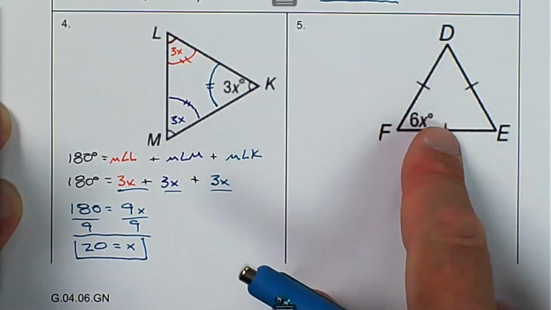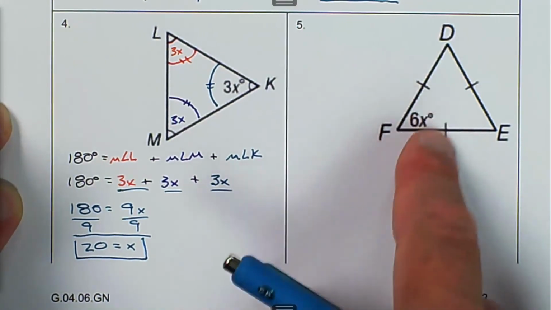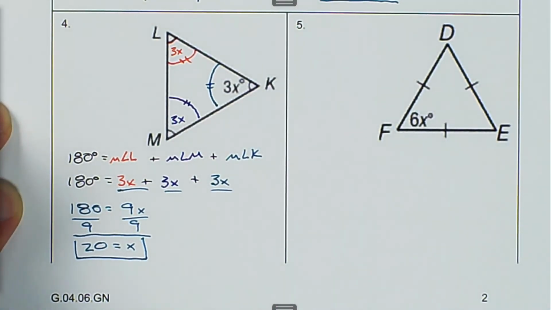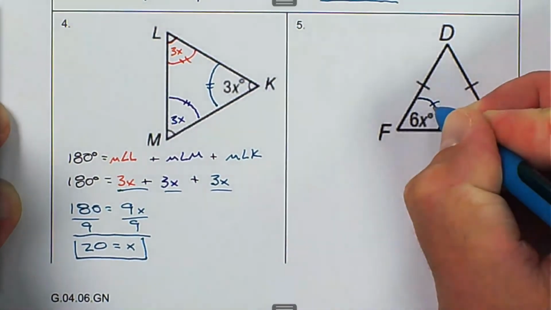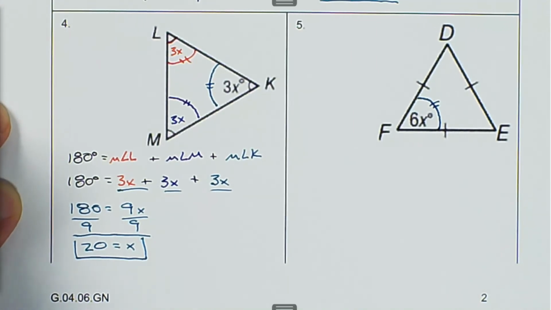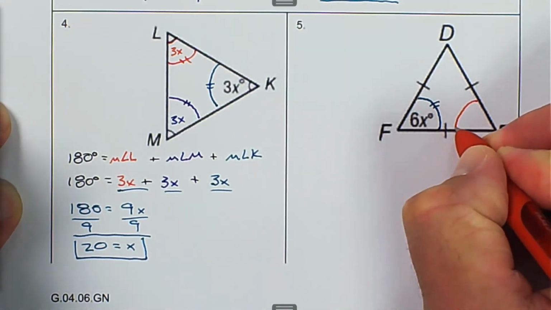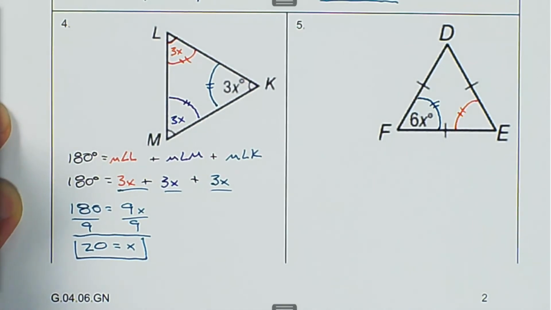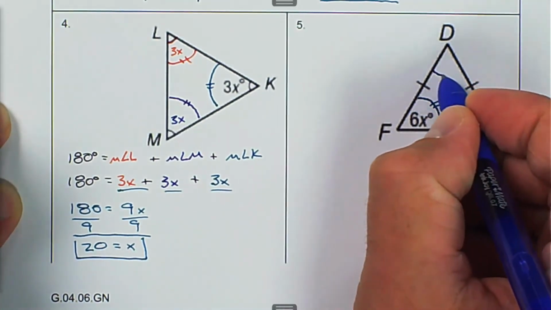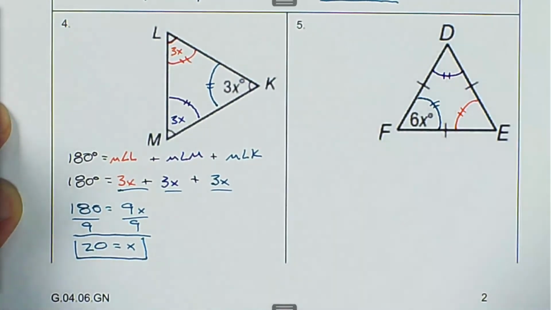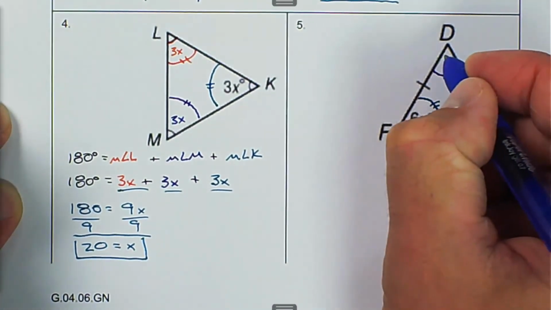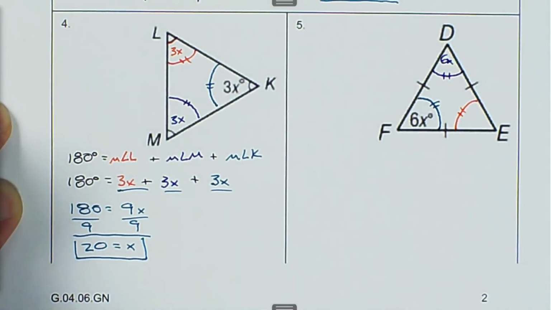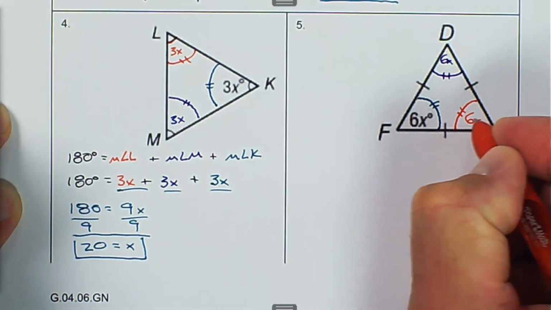Here again, we have another equilateral triangle because all the sides are marked as congruent. So if all the sides are marked as congruent, then we know that all the angles are also congruent. So angle F, angle E, and angle D are all congruent. If angle F is 6x, angle D is 6x, and angle E is also 6x.